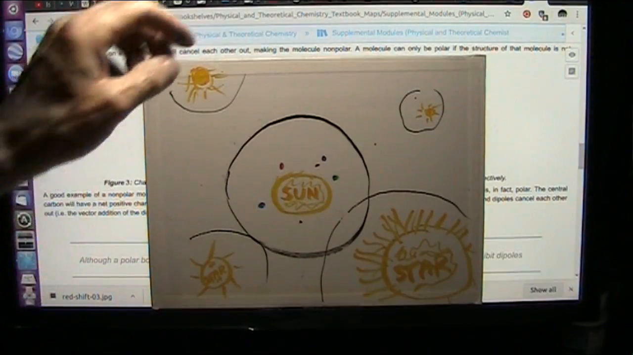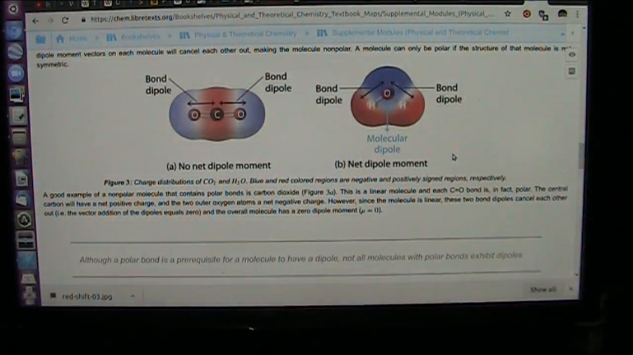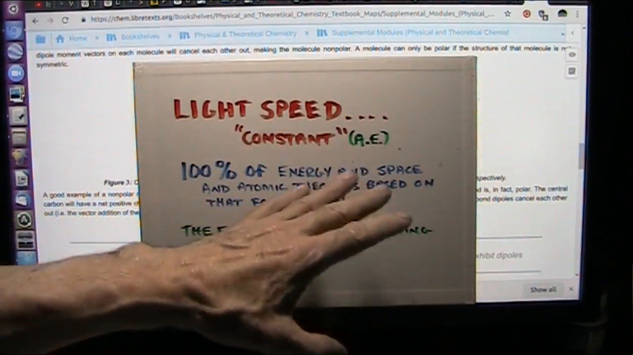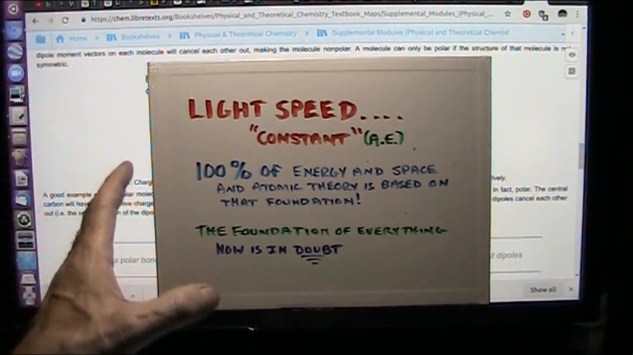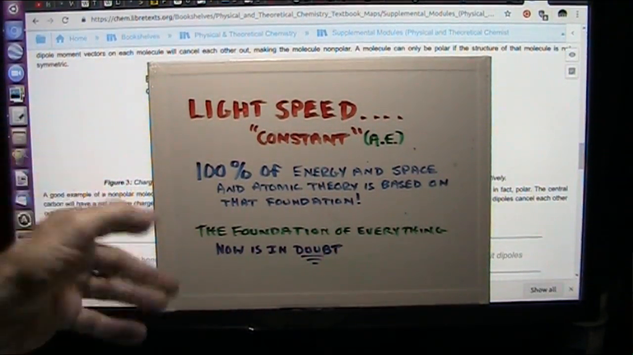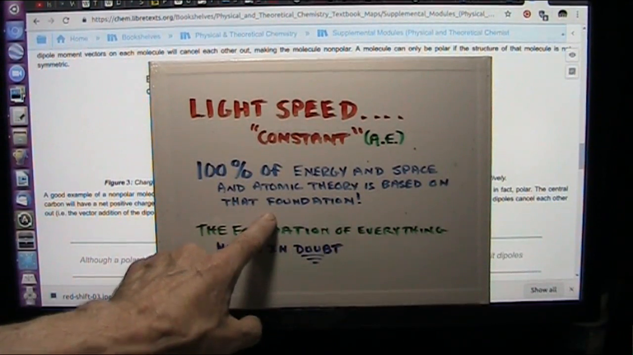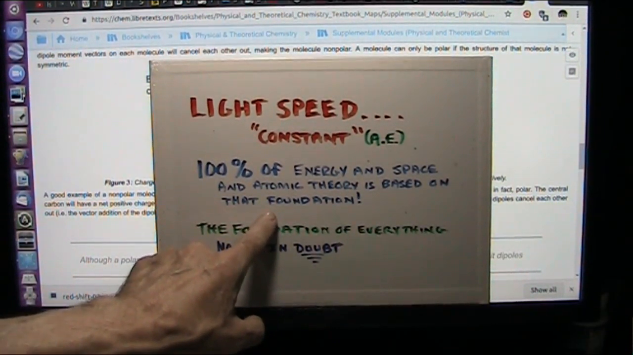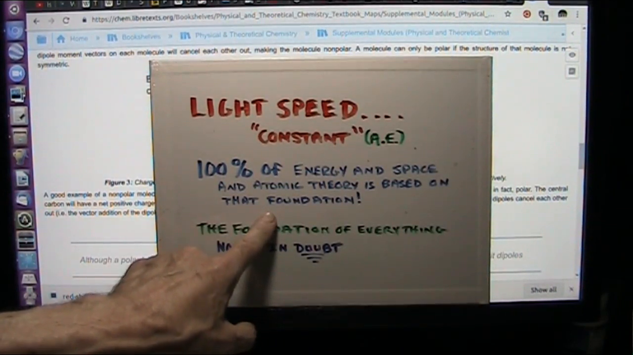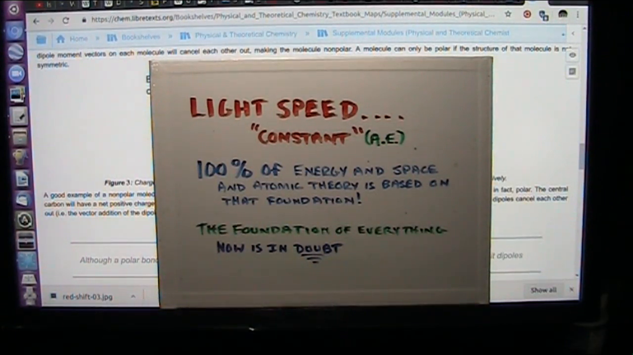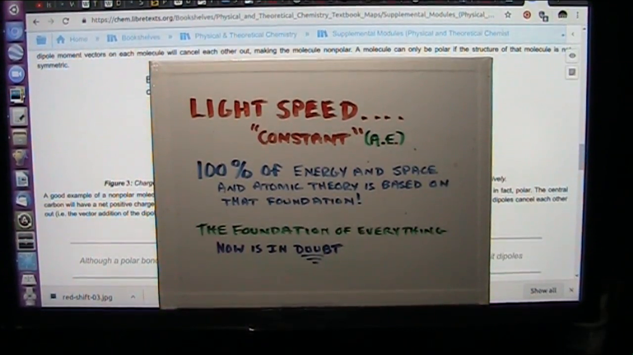So the bottom line is, let's discuss this according to what Einstein had to say. And of course Hubble, and all of them took their marching orders from Einstein. So here's what we got. Light speed is constant. Albert Einstein said it cannot happen any other way. It goes exactly a certain speed. It's the constant. Well, 100% of energy and space and atomic theory is based on that foundation. That is the foundation. Everything's based on that foundation. Once you lose that foundation, everything is now in doubt. And some things are not in doubt whatsoever, is the ability to speed up and slow down light. No question whatsoever.